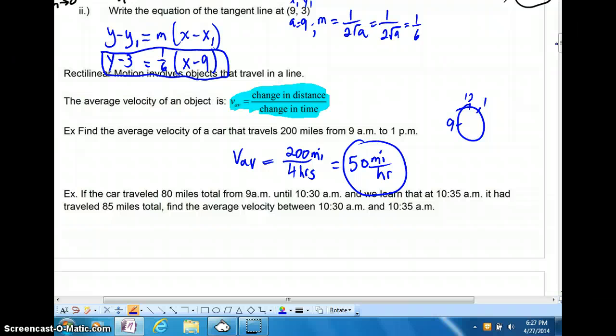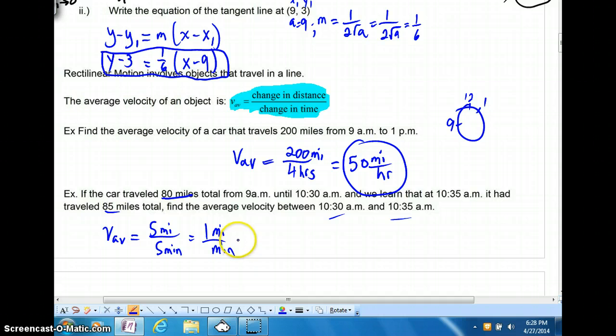Look at the next example. If a car traveled 80 miles total from 9 a.m. to 10:30 a.m., and then we learn at 10:35 it had traveled 85 miles total, find the average velocity from 10:30 a.m. to 10:35. Well, we could say, what was the change in the distance? Going from 80 to 85 would be an increase of 5 miles. From 10:30 to 10:35 would be 5 minutes. Now this would be an average velocity of 1 mile per minute on the time interval from 10:30 a.m.